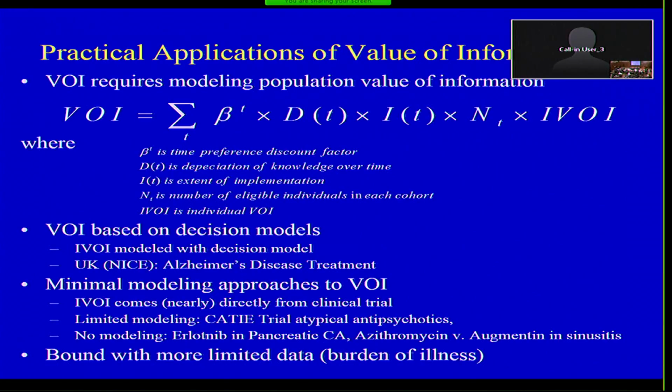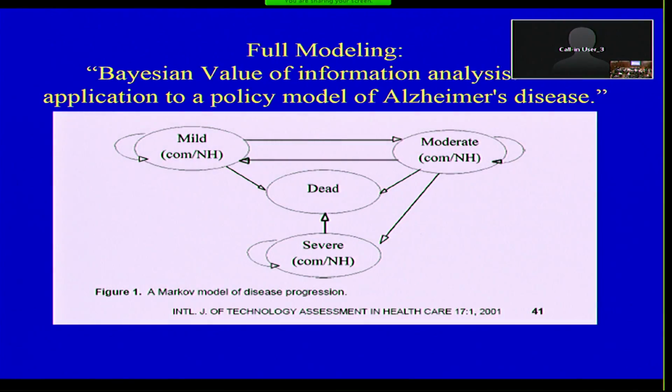So how do we actually calculate this? Well, most of the action really is on the VOI term on the far right. So one strategy is to calculate value of information based on decision models. The individual level value of information is modeled with a classic decision tree. Many of the examples of this sort of approach are in the United Kingdom. NICE has done this very often. One of the very first examples where they did this was Alzheimer's disease treatment. So let me go to the next slide and illustrate that.